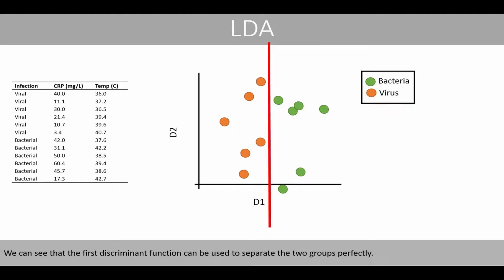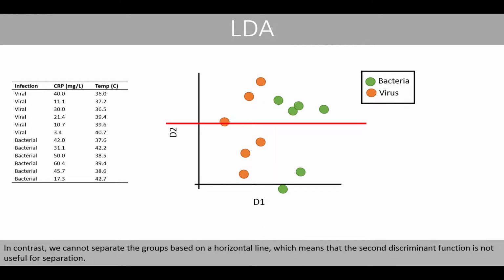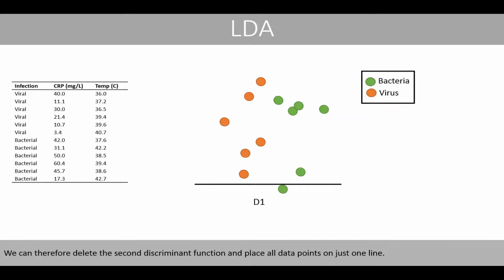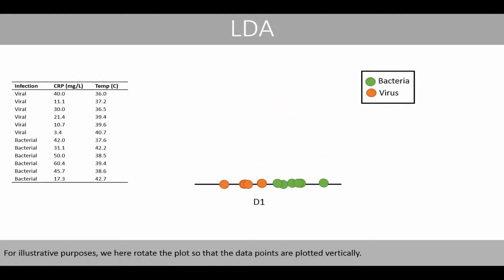We can see that the first discriminant function can be used to separate the two groups perfectly. In contrast, we cannot separate the groups based on a horizontal line, which means that the second discriminant function is not useful for separation. We can therefore delete the second discriminant function and place all data points on just one line. For illustrative purposes, we here rotate the plot so that the data points are plotted vertically.